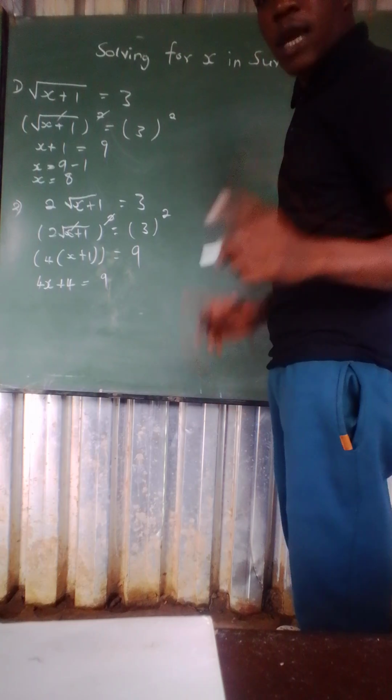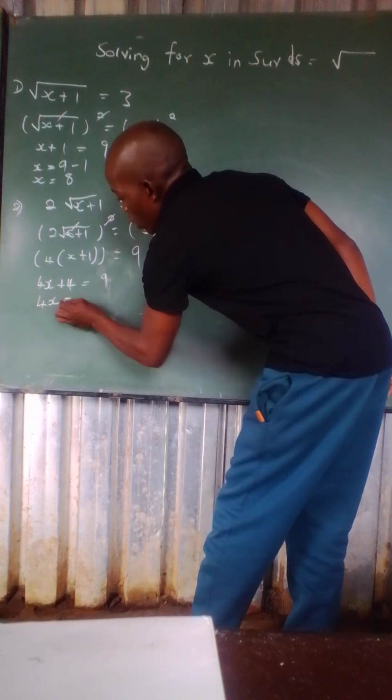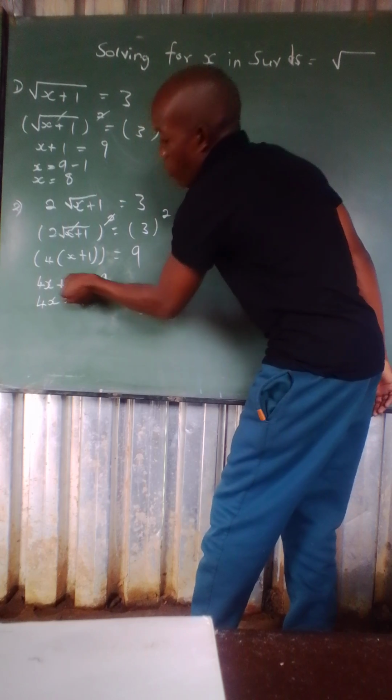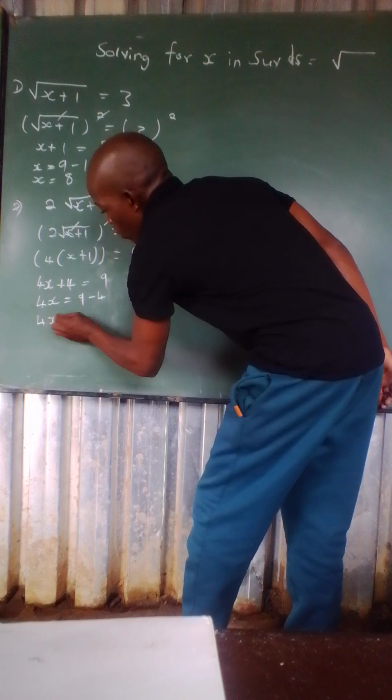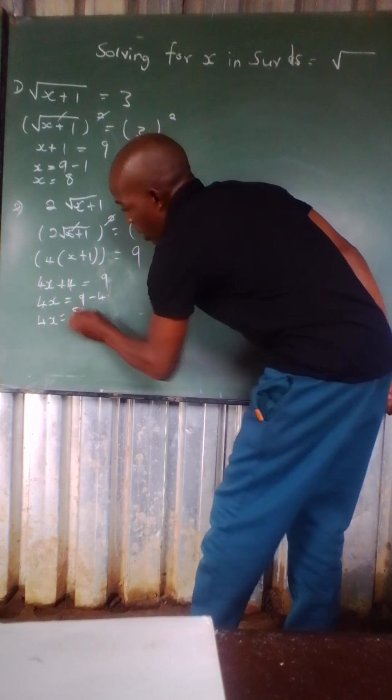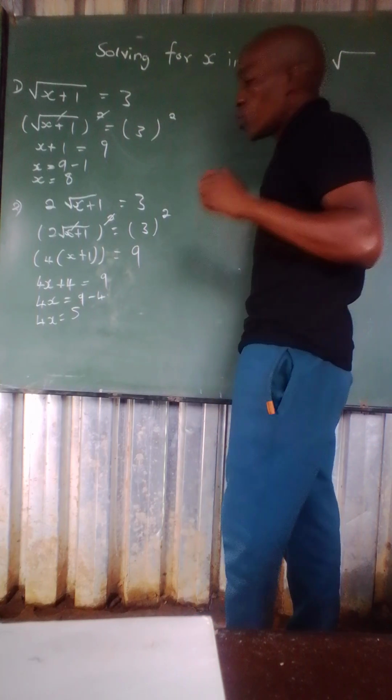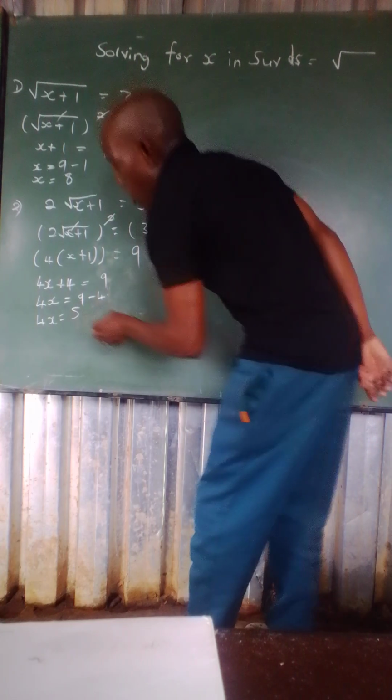Now, on your next step, you are going to group the like terms. Grouping your like terms will be like 4x equals 9, and then your positive 4 will change sign, it's 9 minus 4. Then this is 4x, which equals 9 minus 4, then you get 5. Now, what do you do to get your final answer?